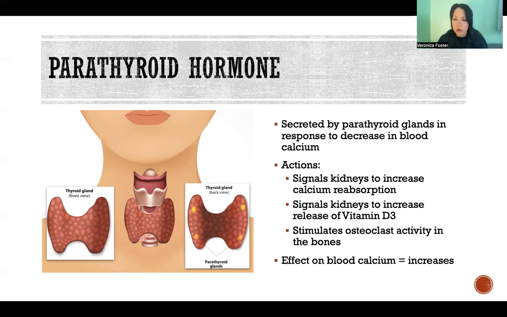And it stimulates osteoclast activity in the bones. Osteoclasts are our bone cells that break down bone. When they break down bone, they are releasing the minerals that are stored in the bone into our circulation. So if we need more calcium in circulation for all of its many functions, one place that we'll get it is from our stored form of calcium, which is in our bones. Anything that stimulates osteoclast activity is going to increase our blood calcium.